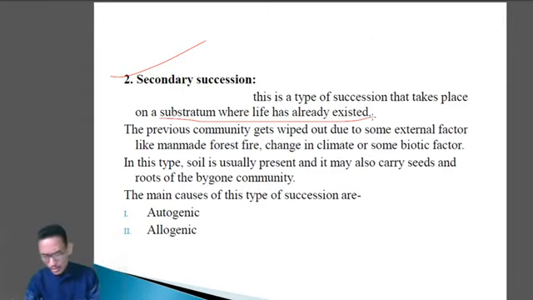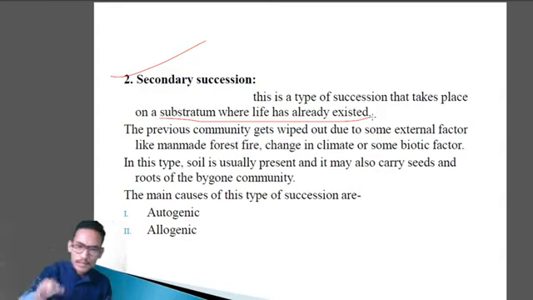Okay, so my question for you all is: which succession will be much quicker, primary or secondary? Just think of it. Which succession will occur within a short period of time and very easily? Is it primary succession or is it secondary succession? Just think of it. I'll give the answer afterwards.